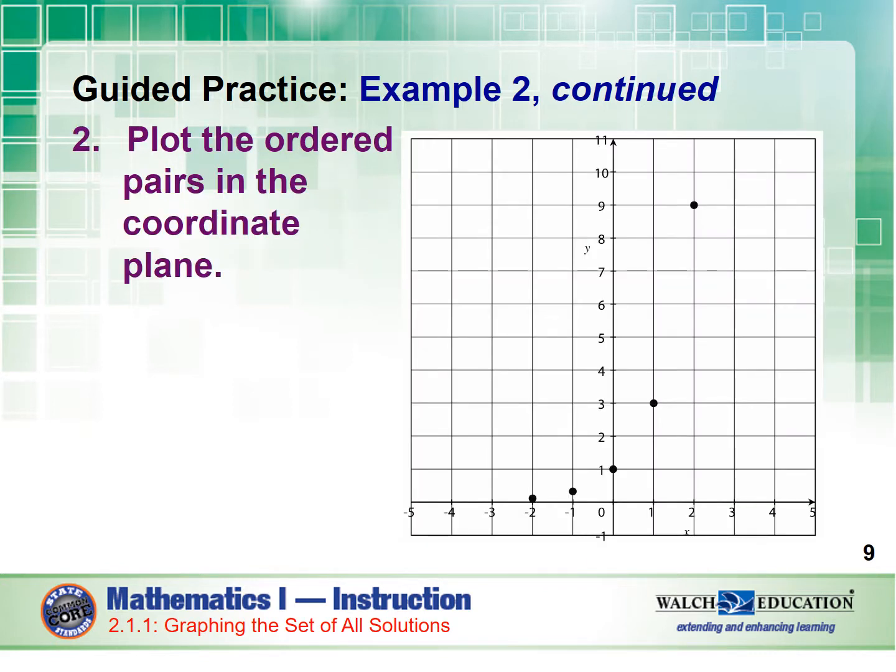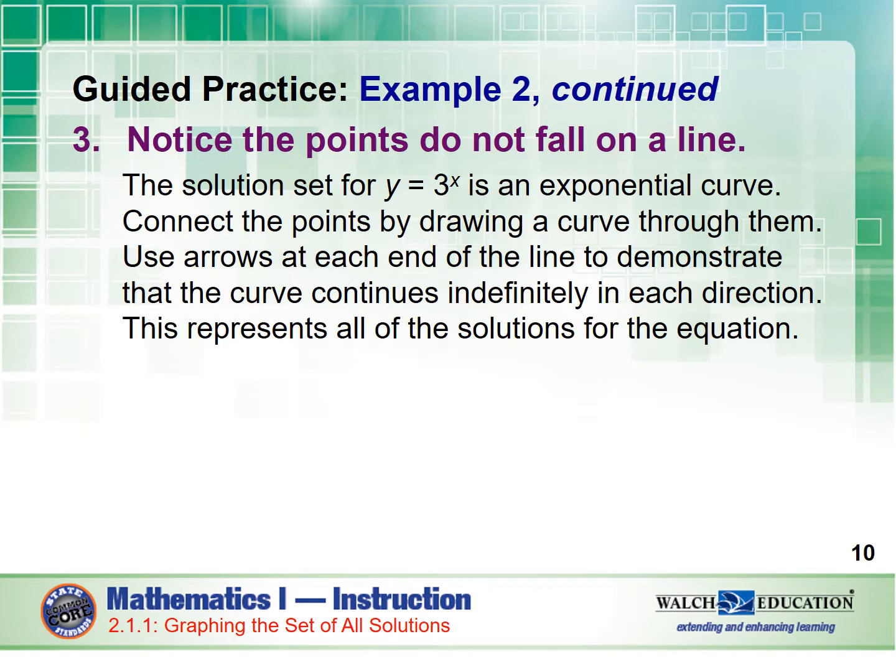Now we're going to plot those ordered pairs. And so that's where these dots, those ordered pairs, come from: from our table. Remember, always go to your x and then up to your y or down to your y. So the solution set for this, notice the points do not fall on a line. The solution set for y equals 3 to the x power is an exponential curve.